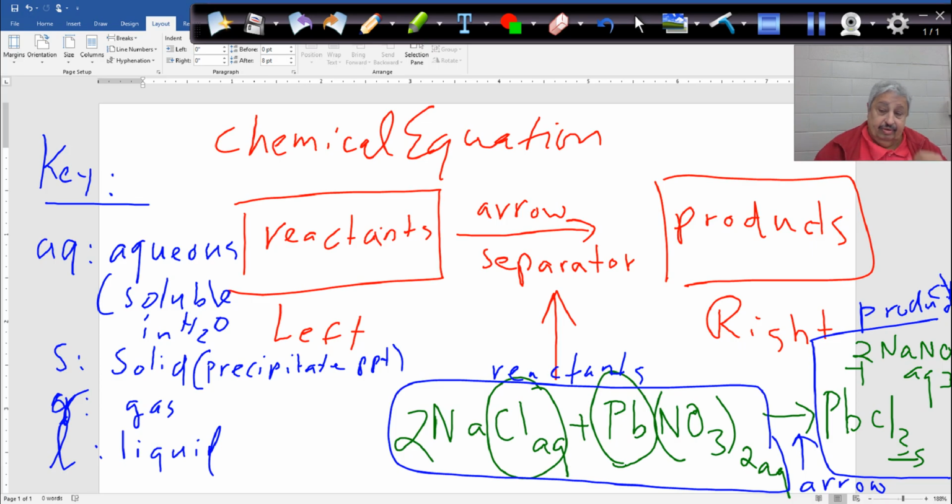Okay, guys, so this is the setup of a chemical equation.